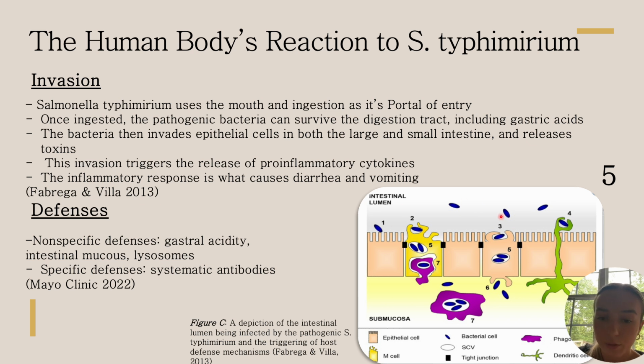That's what these blue little things are, the bacteria. However, it's not able to get all of it. Same with the dendritic cell. It's not able to get all of it. A lot of it is still going right through the epithelial cell and invading it, and then that's where it's going to be releasing its toxins, which are going to result in the release of pro-inflammatory cytokines, which then causes diarrhea and vomiting as the human body's response.